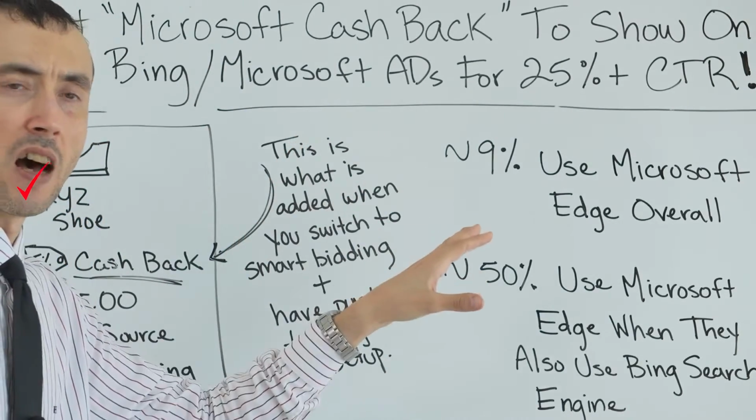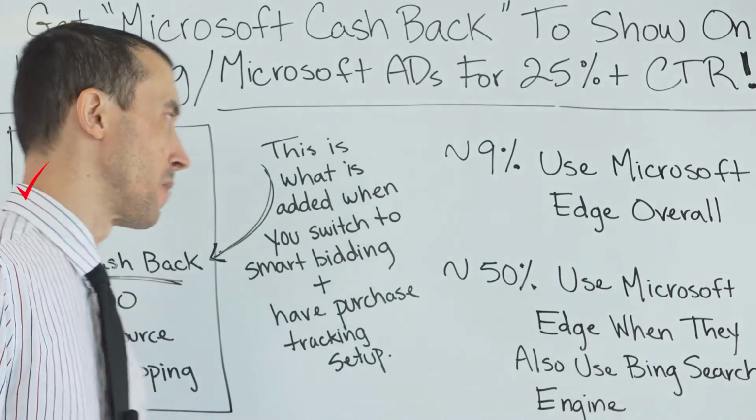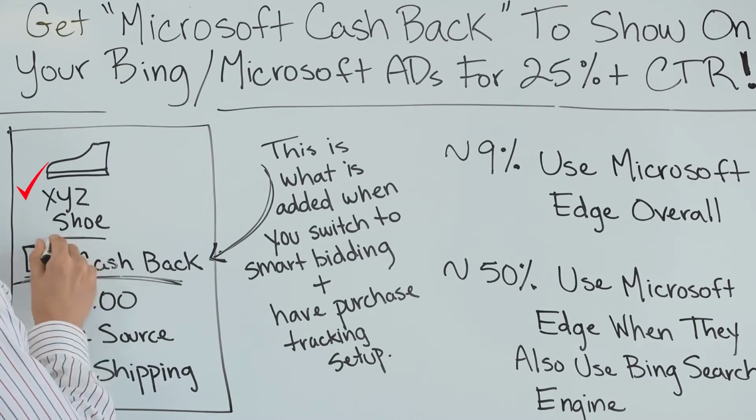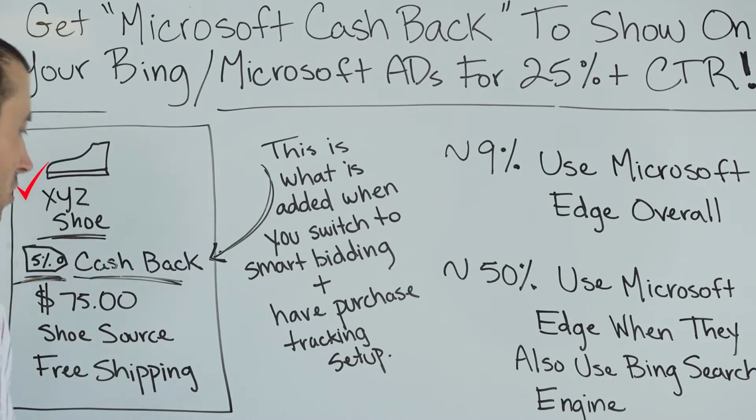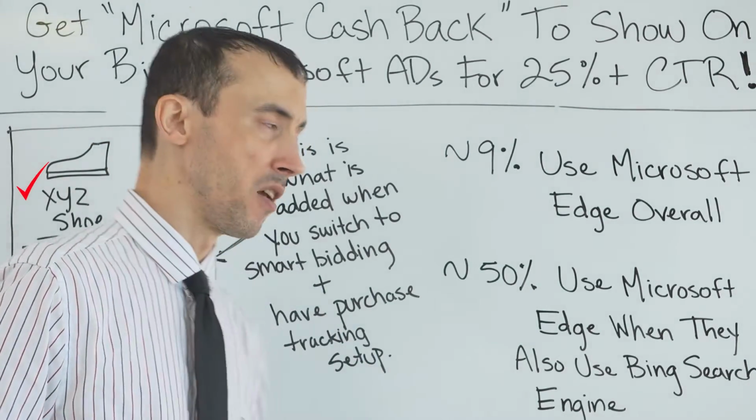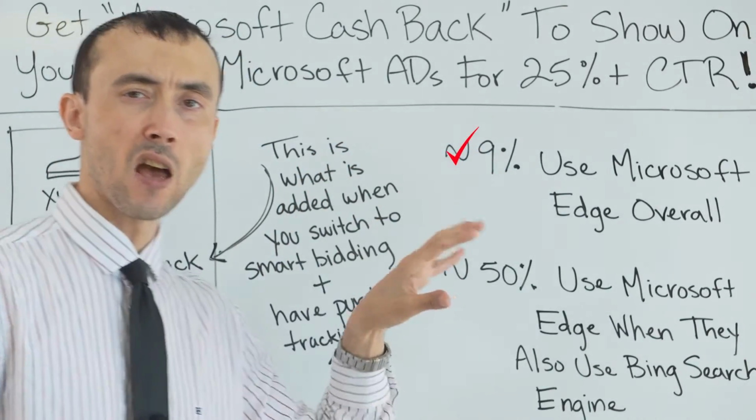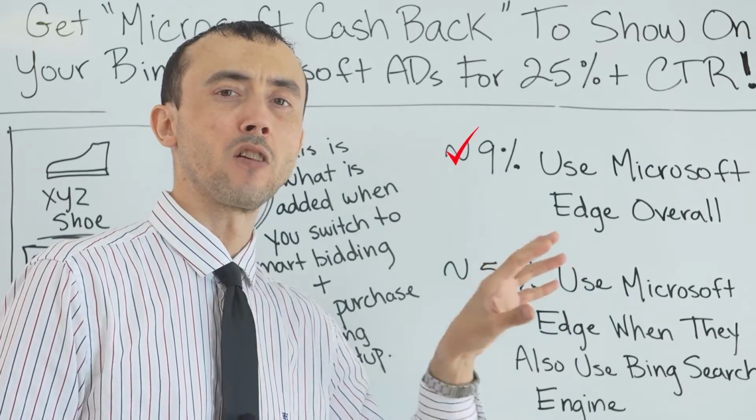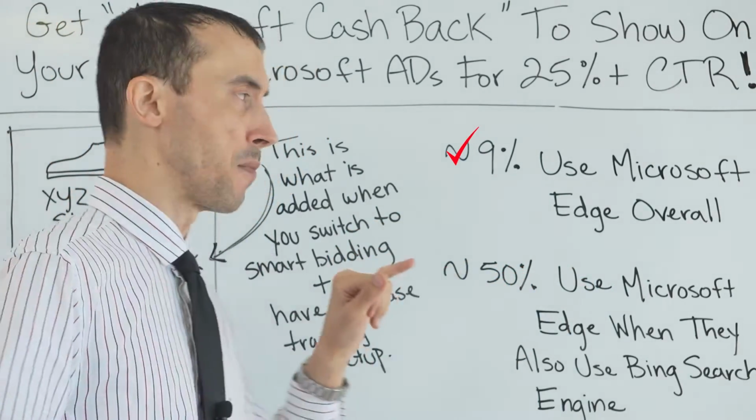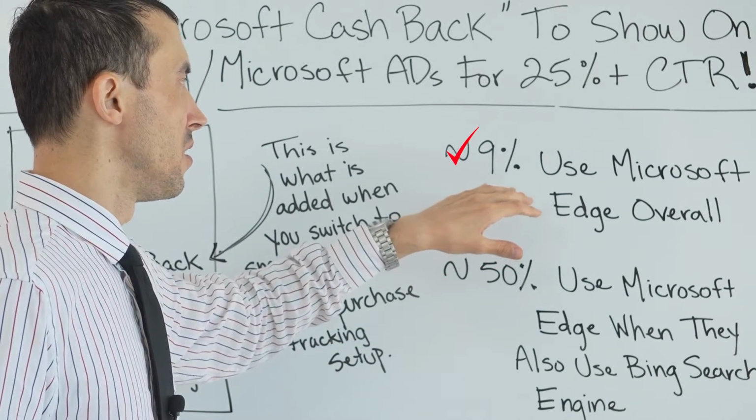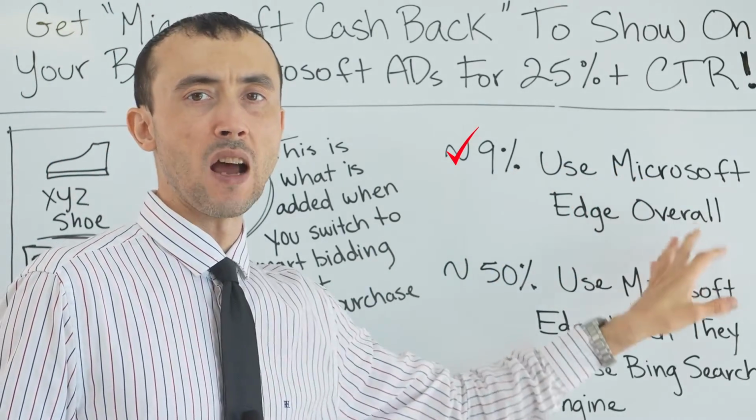I'm going to tell you quickly what you need to do to get the same thing to show up on your ads from now on. Right under the product name, you're going to see 5% cash back, 10% cash back, something like that on your ads from now on, or practically from now on. In order to get this cash back to show up on your Bing/Microsoft shopping ads, whether you're using regular shopping or smart shopping campaigns, it is for people who use the Microsoft Edge browser.